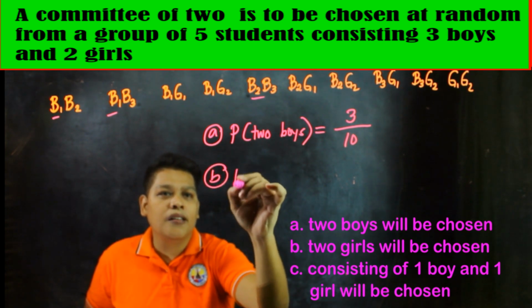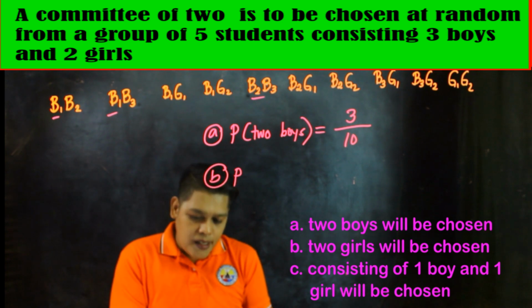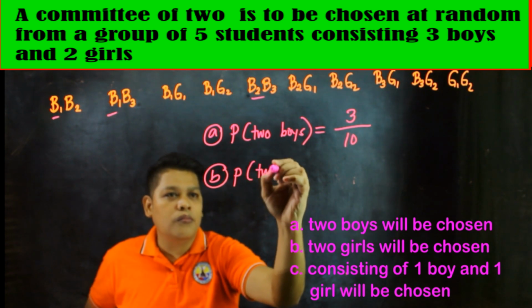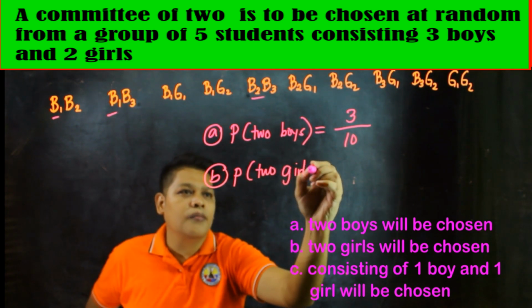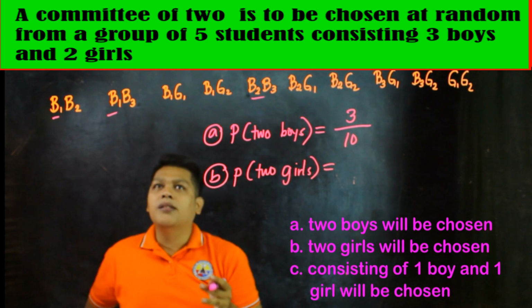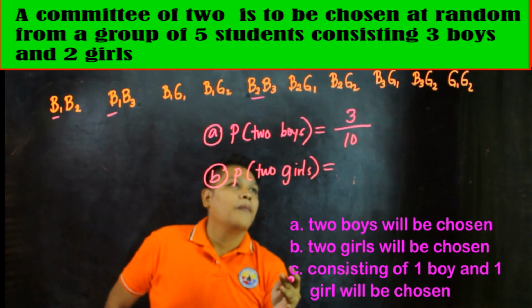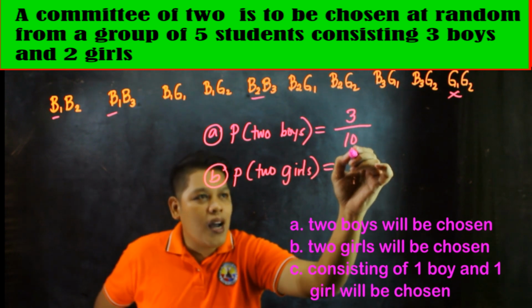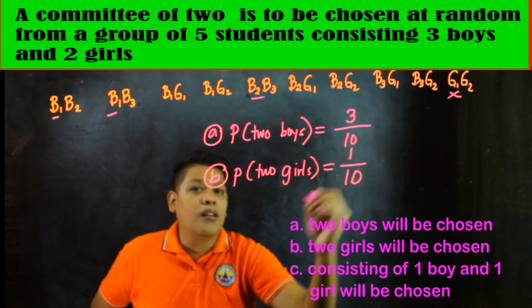In letter B, the probability that the committee will be 2 girls. So in 2 girls, we will choose only 1. So 1 over 10.